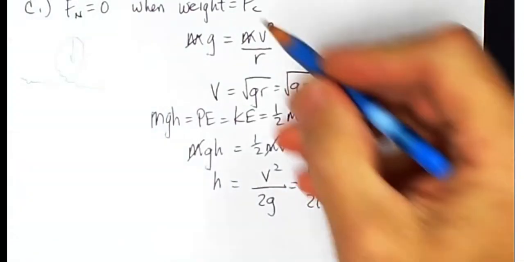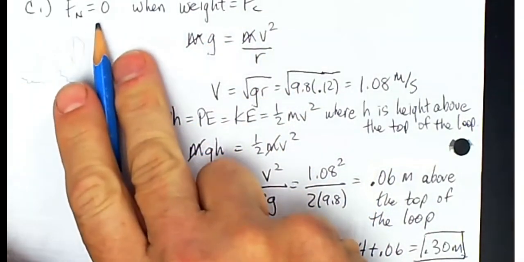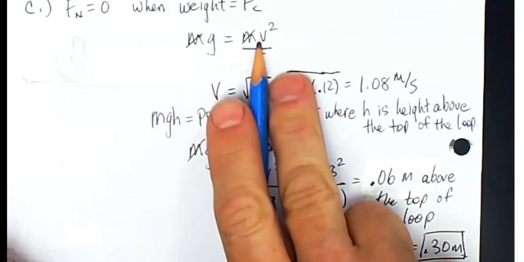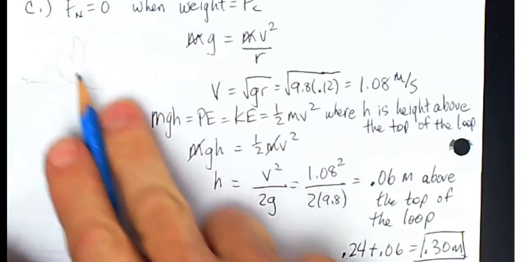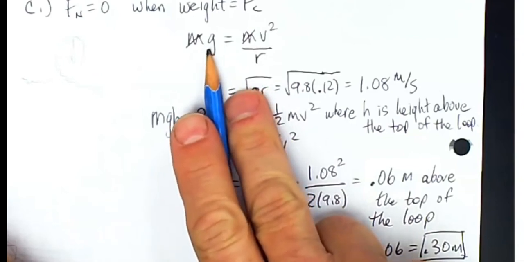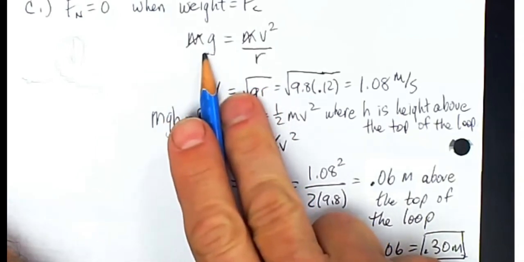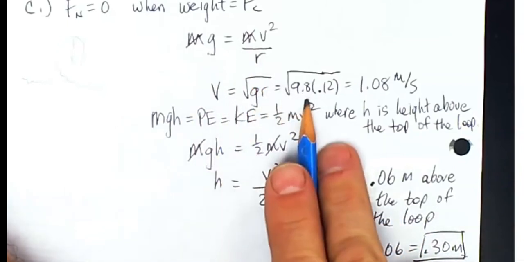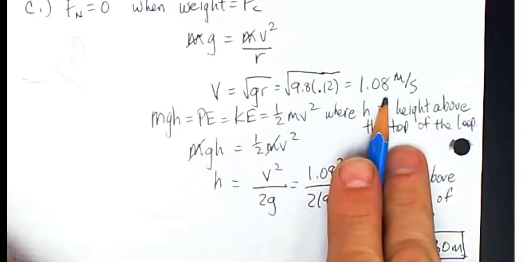Anyway, here we go. So when it just begins to lose contact, that's when the normal force is 0, and we're going to have some minimum velocity to keep it moving in a circle without falling out of the circle. So here's that minimum velocity where the weight is the centripetal force only, without the help of any normal force. And so that solves to square root of g times r. So I can plug in those numbers. So there's my minimum speed that I need to make it around the circle.